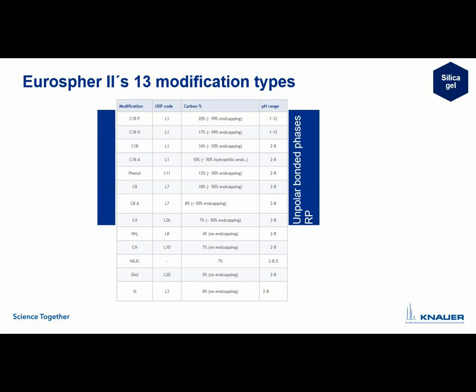They can be divided into unpolar bonded phases. So these are typically phases used for reversed phase. And the other ones are more polar phases that are typically used in normal phase or in HILIC mode. And as you see here, most of these phases are reversed phase materials. And you also see that there are a lot of different C18 columns, but also different modifications. And we just want to shortly tell you why we have this broad range of reversed phase stationary phases.